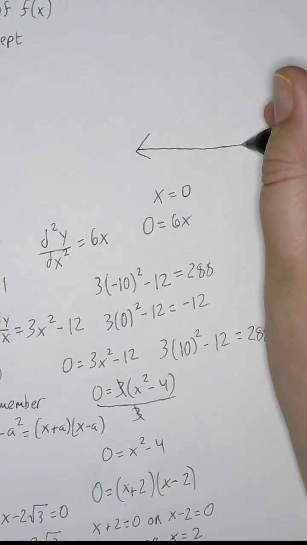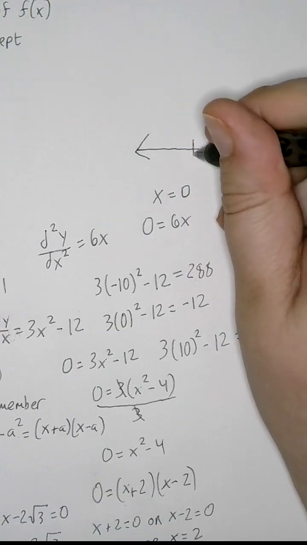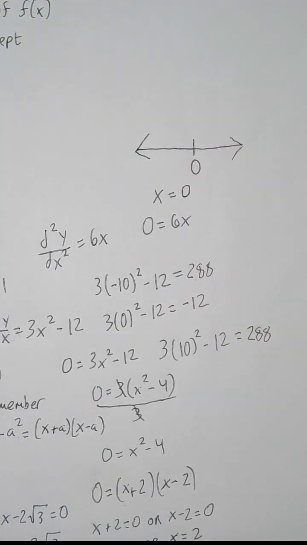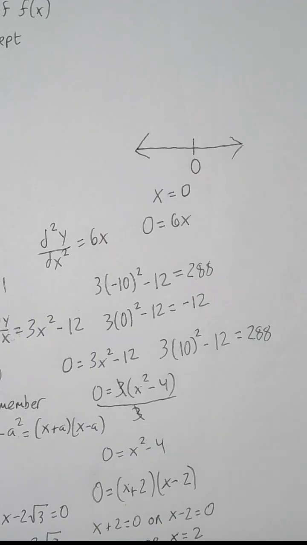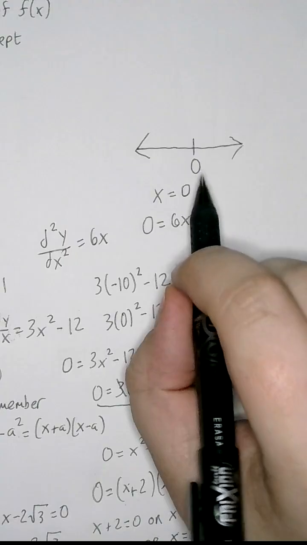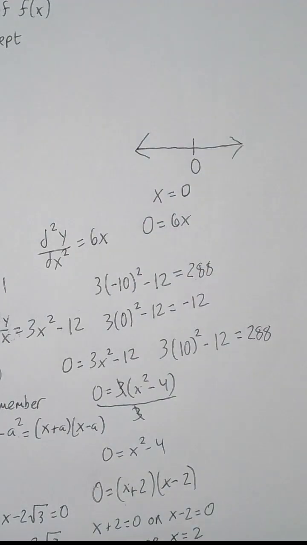So let's draw our number line again. I'm going to put 0 right there. Thank you, Kyler, for another rose. So now, let's go ahead and pick a number less than 0.